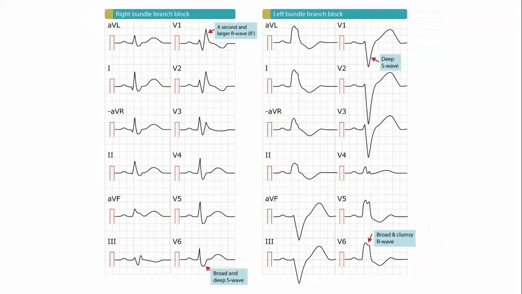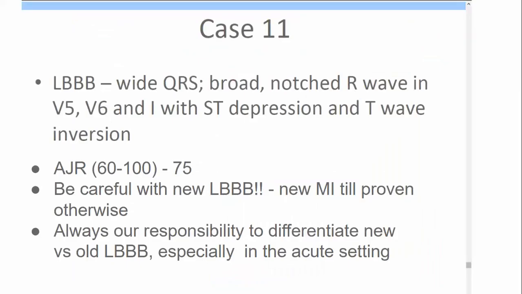Again, left bundle branch block is an MI, a new MI until proven otherwise. So if you notice a left bundle branch block on your EKG, and you're checking out to your team, say, I've tried to look for an old EKG and I couldn't find one, so this is a new bundle branch block. You should probably have cardiology see this patient if you can't look at an old EKG. That's why there's a saying in cardiology, your best friend is an old EKG.